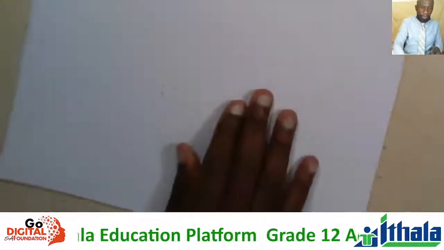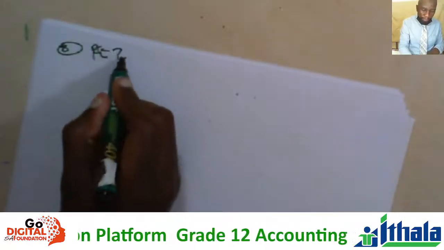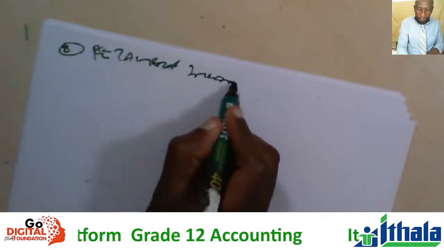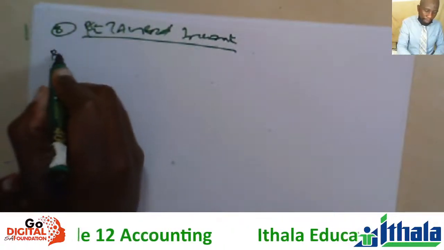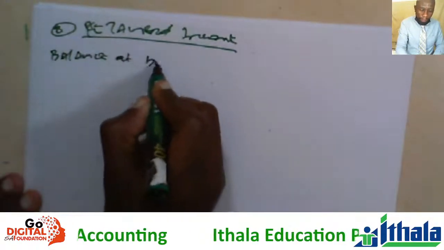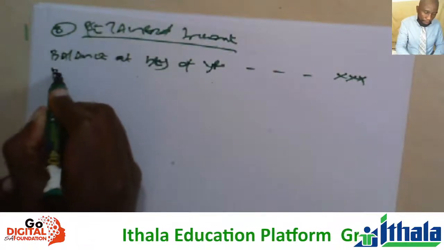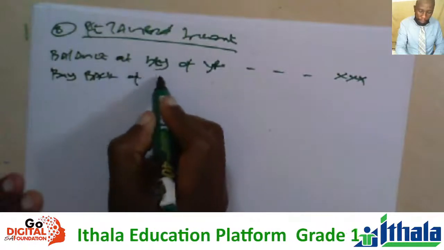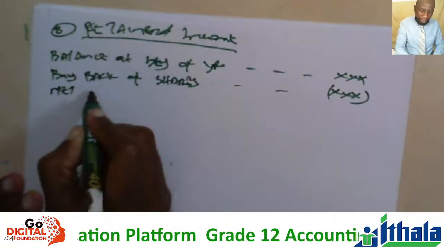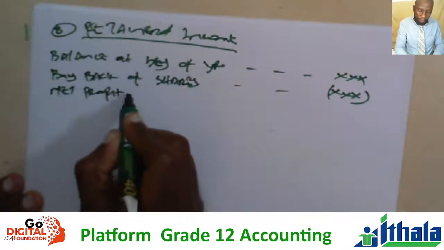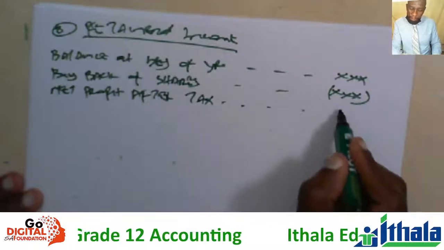And then we are still on the balance sheet. Note number 8 is retained income. We call it retained income or accumulated profit. It's a profit that we accumulated. So balance at the beginning of the year. Record the figure there. And then buyback of shares. The figure must be in brackets also for the buyback. And then net profit after tax. Sometimes you can have it before tax and the tax rate, and you must calculate after tax. Net profit after tax, you add it.